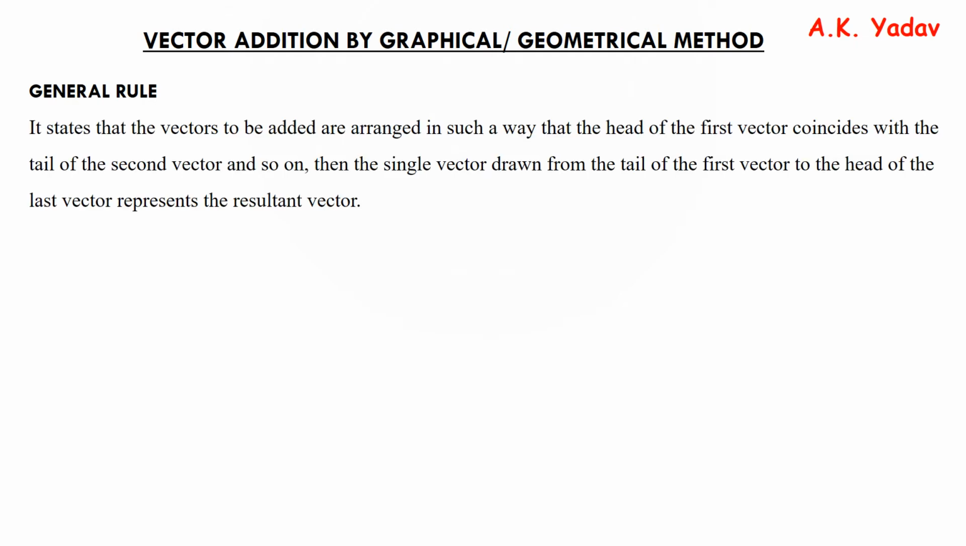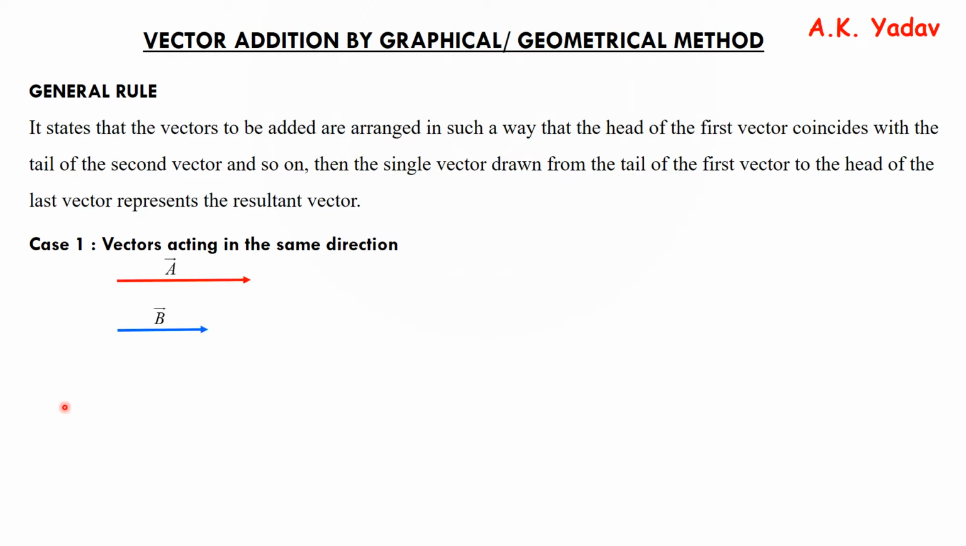Now, vector addition by graphical or geometrical method. So what is the general rule? It states that the vectors to be added are arranged in such a way that the head of the first vector coincides with the tail of the second vector and so on. Then the single vector drawn from the tail of the first vector to the head of the last vector represents the resultant vector. So let's take the first case, vectors acting in the same direction.